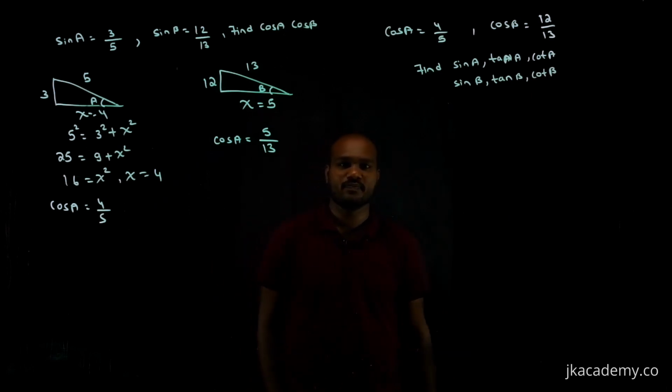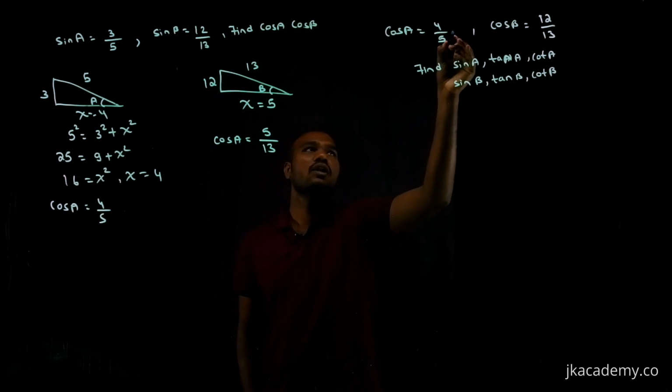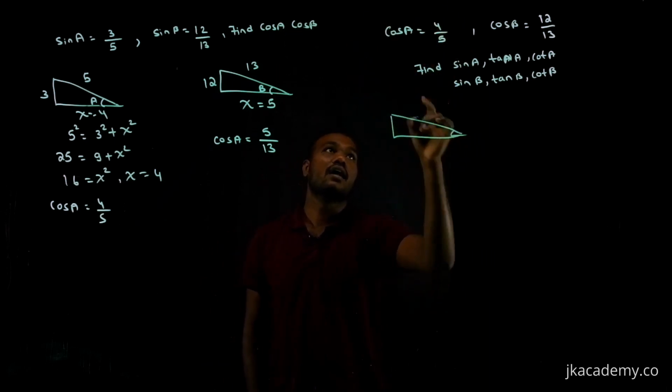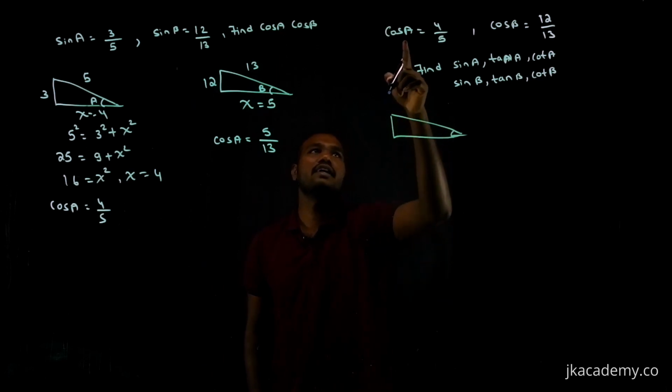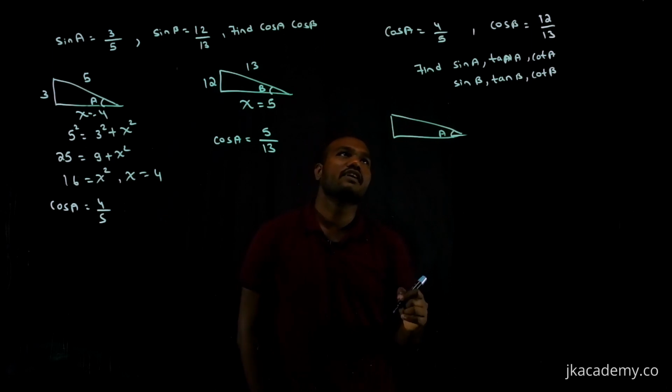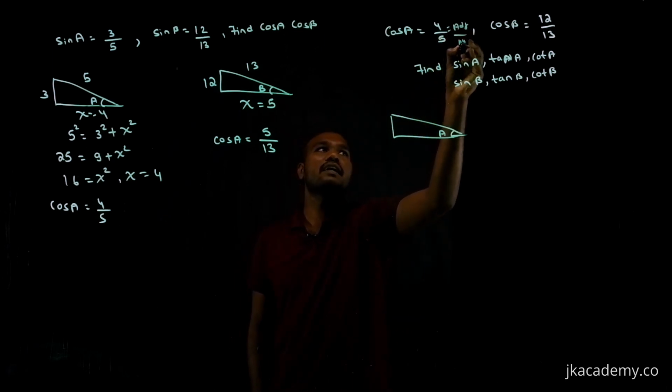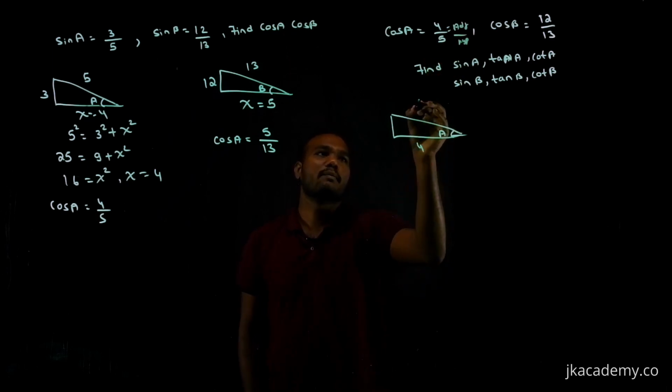Pause the video and try it. So I hope you have tried. First, whatever is given, first take the diagram. Let's take a diagram. Theta or A, what do I have to take? I have to take A because A is given here. Once you take A, cos A is 4, so this is adjacent by hypotenuse. Adjacent is 4, hypotenuse is 5.